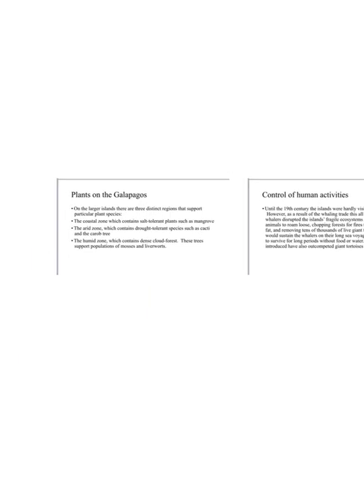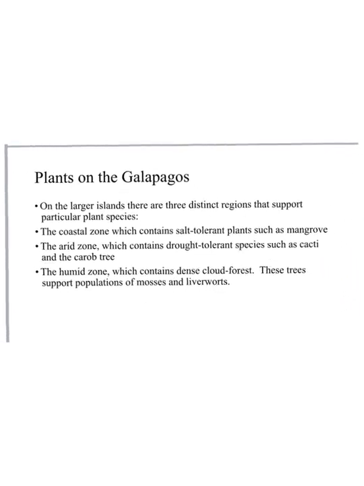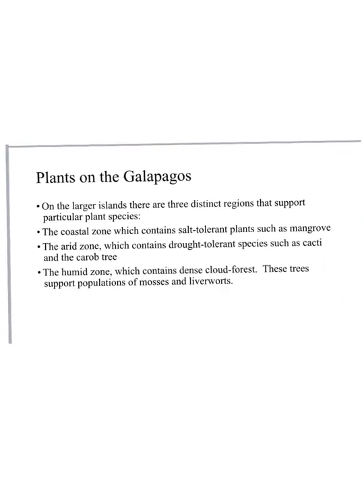Plants on the Galapagos can be divided into 3 distinct regions where they are found, and these support specific plant species. You have the coastal zone, which contains salt-tolerant plants, such as mangrove. You have the arid zone, which contains drought-tolerant species, such as cacti and the carob tree. And then higher, you have the humid zone, which contains dense cloud forest. These trees support populations of mosses and liverworts.